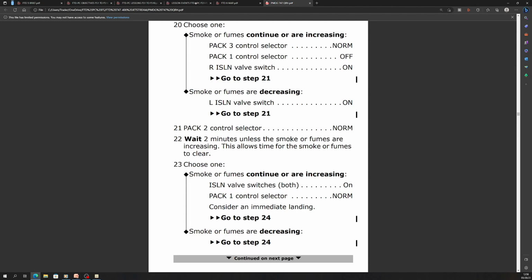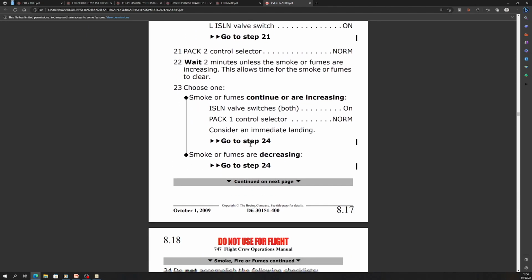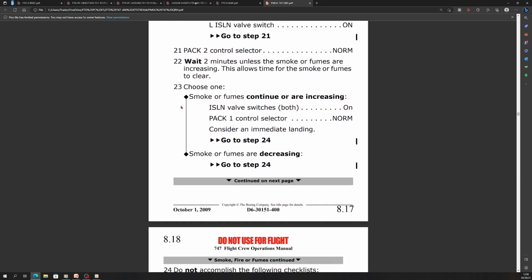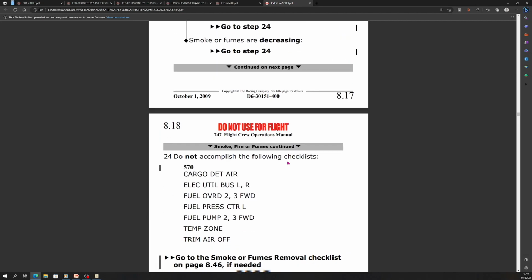So it says wait 2 minutes unless the smoke or fumes are increasing. This allows time for the smoke or fumes to clear. Okay, and then after 2 minutes, or if they're increasing, do the smoke or fumes continue, or are they increasing, or are they decreasing? If they're still increasing, or they continue, then we're going to bring the isolation valve switches both on, the pack 1 control selector back to normal, and then we'll consider an immediate landing because none of that worked. If they're decreasing, we can go to step 24 then.